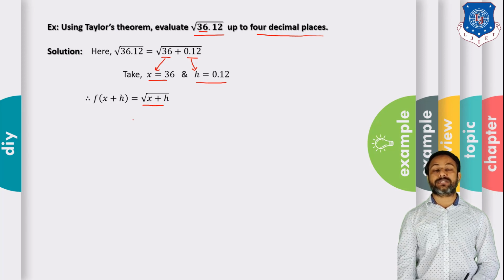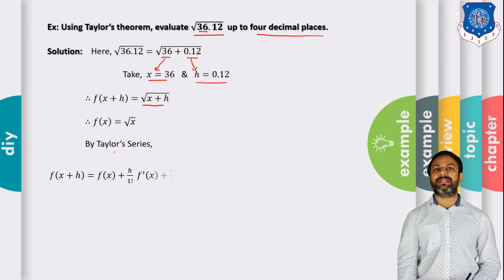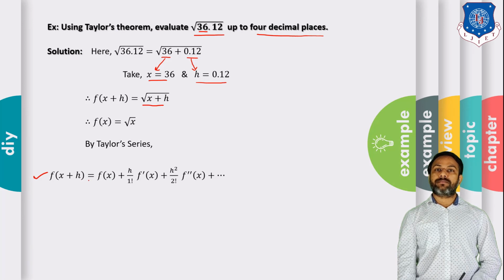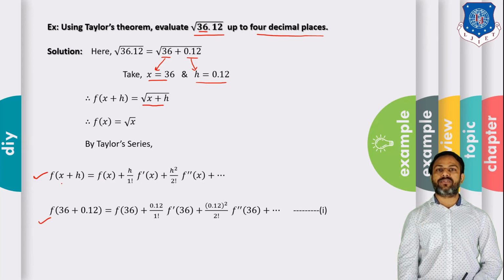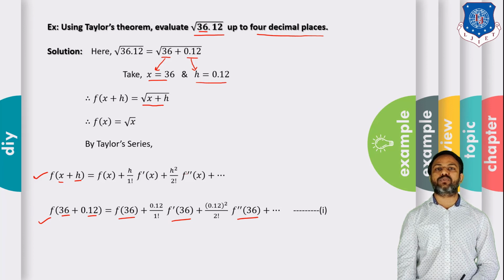Now we have to expand this under root x plus h in powers of h, the unknown value. We will expand this in powers of h, that means the unknown value whose square root we don't know. So take f of x equal to root x by Taylor series in powers of h. Now we will use the power of h form, that means form 3. So just by putting the values of x and h, we have this series. So we will find f of 36, f dash of 36, f double dash of 36, and to find all these values we have to differentiate f of x equal to root x.